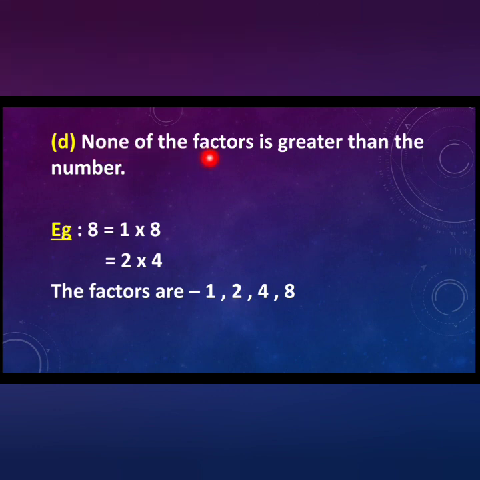None of the factors is greater than the number, okay. Now, let us take the example of the number 8. It can be expressed as 1 into 8, 2 into 4, 4 into 2 will be the same, so no need to write that. Now, see what are the factors of 8? 1, 2, 4, 8. Is there any number greater than 8 as a factor of 8? No, right. So, what we can conclude here is that the factors of any number cannot be greater than that number.